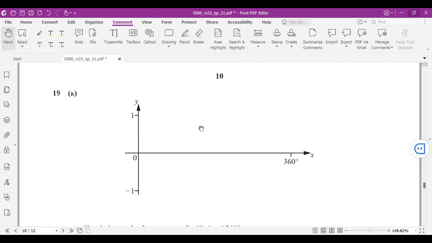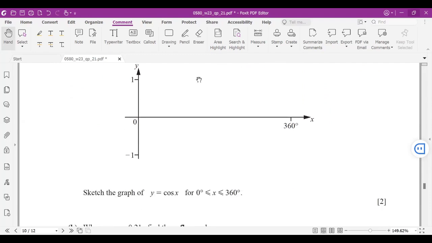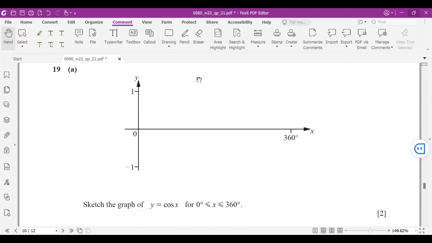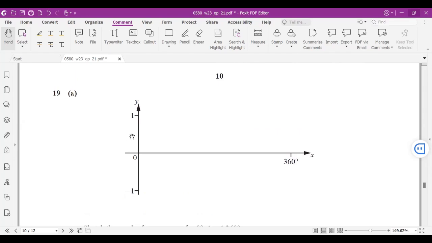That's question number 19. So here we are to sketch the graph of y equals cos s. s ranges between 0 degrees to 360 degrees. So now what we do here is we take multiples of 90. Let's say 90, 180, and 270, and then we'll proceed.